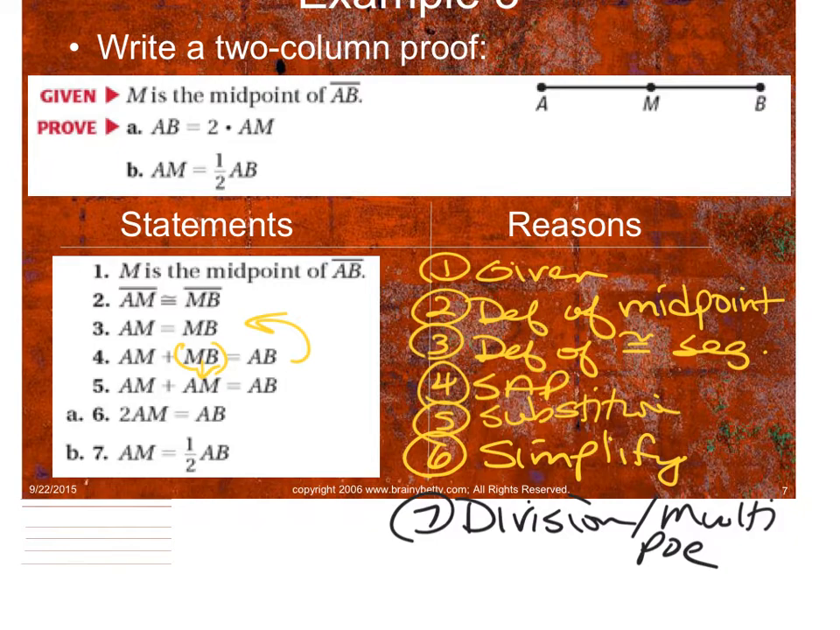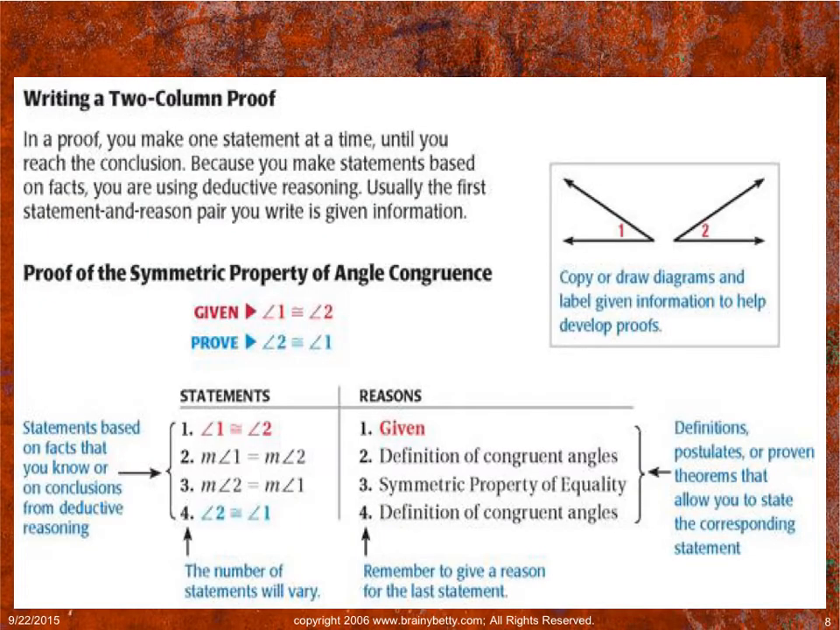So next slide, it's talking about writing a 2-column proof. So in a proof, you're going to make one statement at a time until you reach your conclusion. And you're going to make your statements based on facts. You're going to be using deductive reasoning. And then every time you write a statement, you have to justify it and give a reason. So again, generally, always your first statement is going to be the given. Also, remember your very last statement is what you're trying to prove. And you have to justify it.